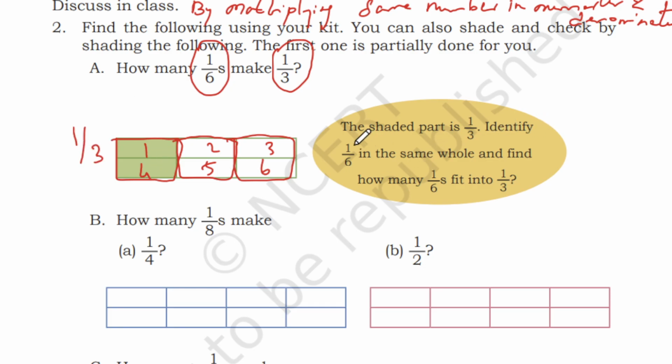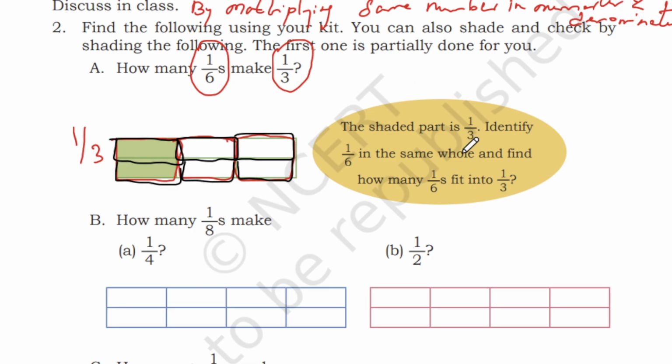Identify 1 by 6 in the same whole and find how many 1 by 6 fit into 1 by 3. So here I have divided 1, 2, 3, 4, 5, 6, right? So each is 1 by 6. So this is 1 by 6. Here 1 by 6, here 1 by 6. I'll erase this. So you can put a box. So this one is 1 by 6. Again in this box you will get 1 by 6. Again in this box 1 by 6. Here also, and here also.